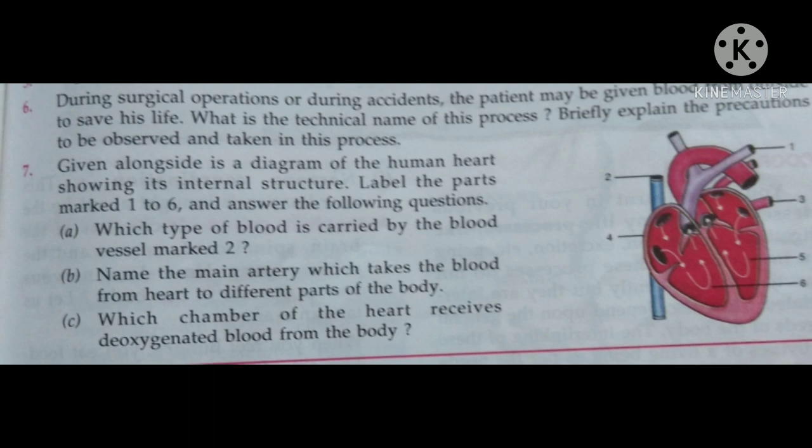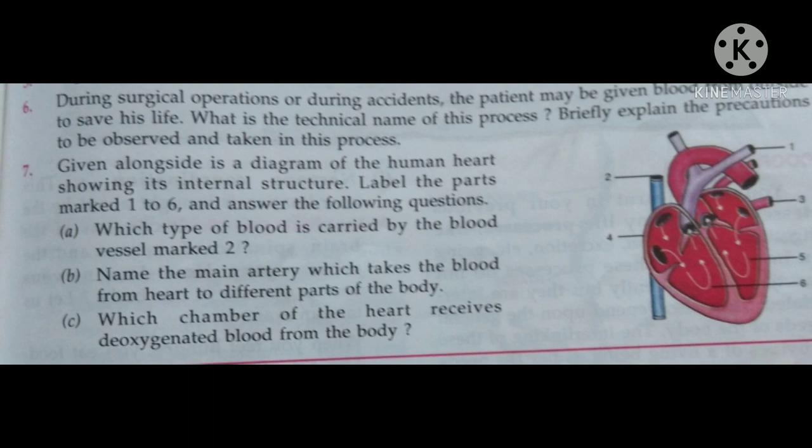Next, given alongside is a diagram of the human heart showing its internal structure. Label the parts marked 1 to 6 and answer the following questions. For this, no need to draw the diagram in your notebook because they have already given the diagram in the textbook. So no need to draw the diagram. First, you have to label the parts 1 to 6.